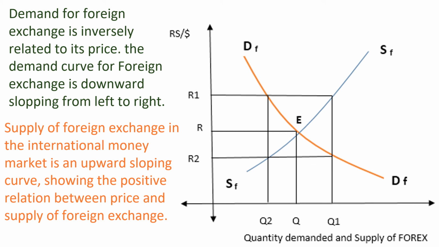So here we can see the demand curve DF intersects the supply curve SF at a point E, which is the equilibrium point. The exchange rate at this point is OR, and the quantity demanded and supplied of foreign exchange at that equilibrium point is OQ.